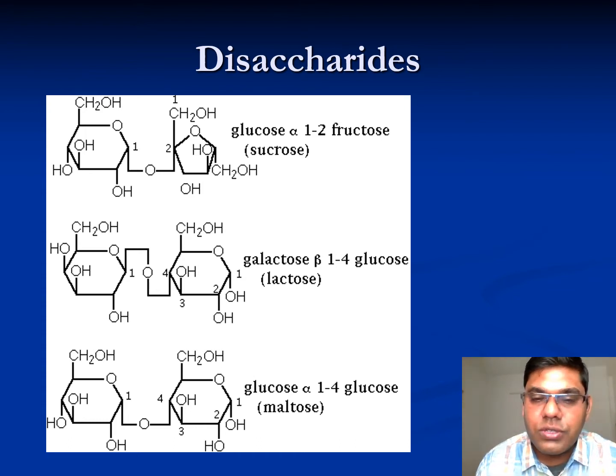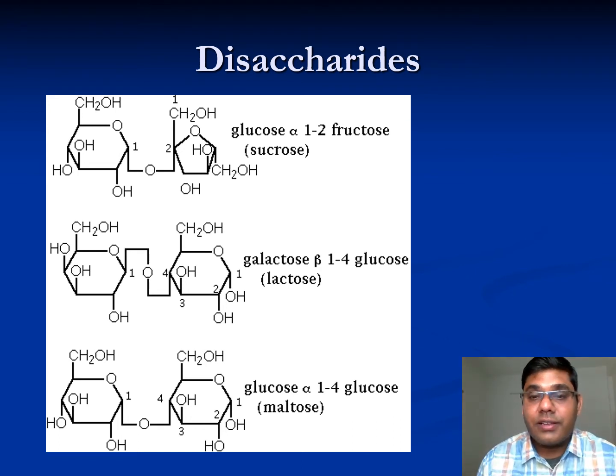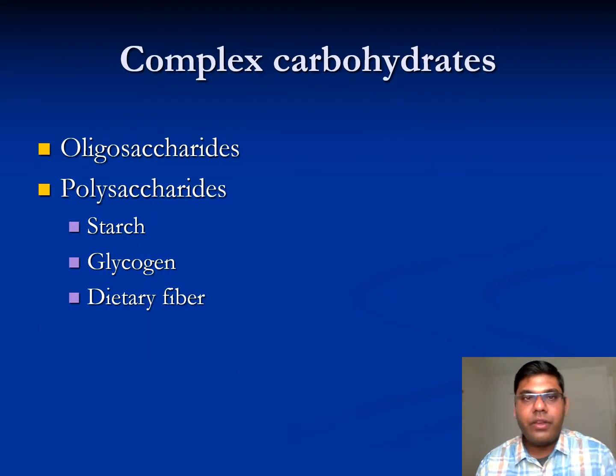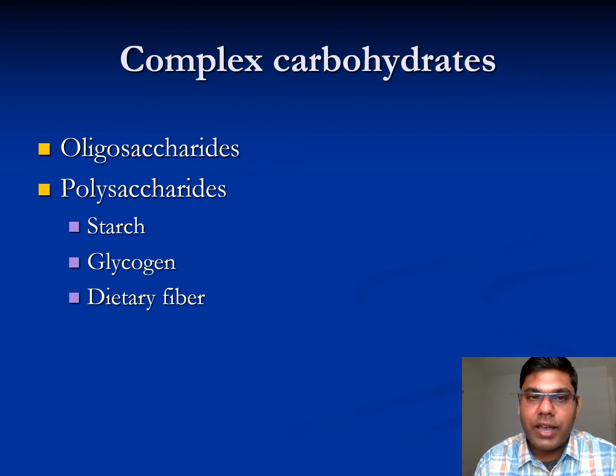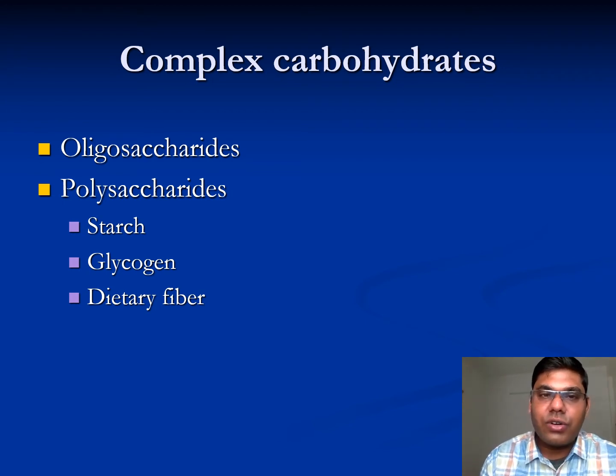Whereas in sucrose, there is an aldose sugar and a keto sugar. The keto sugar is fructose, and the aldose sugar is glucose, which combine by alpha 1,2 linkage, giving rise to sucrose. So further, there are complex carbohydrates where not one or two, there are multiple units of monosaccharides. These are called either oligosaccharides or polysaccharides, and the examples are starch, glycogen, and dietary fiber.